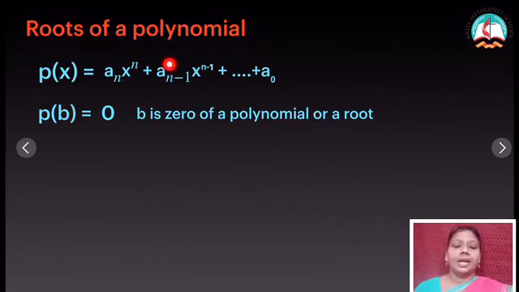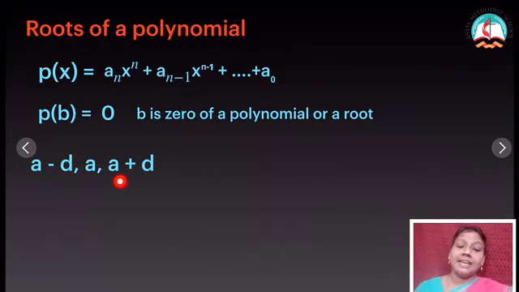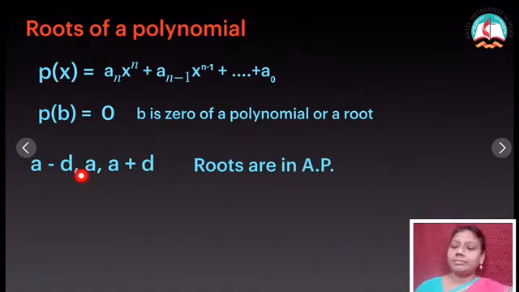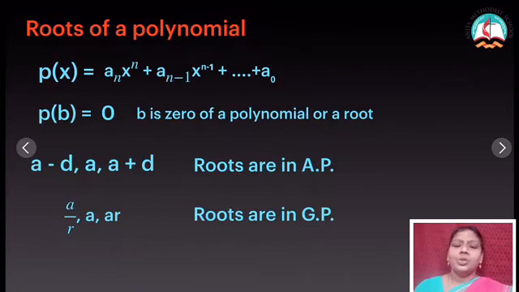Is that clear? Okay, now supposing I have a root like this: a minus d, a plus d. Where can we find roots like this? Yes, if my roots are in the form of an arithmetic progression, then I can take it like this. Supposing I have a by r, a, a r, where will it be found? Yes, if my roots are in the form of a geometrical progression. Okay, so we are mostly applying these kinds of values to solve the equations, right?